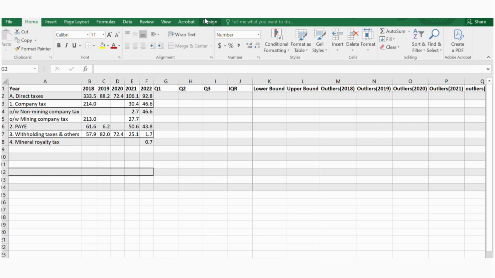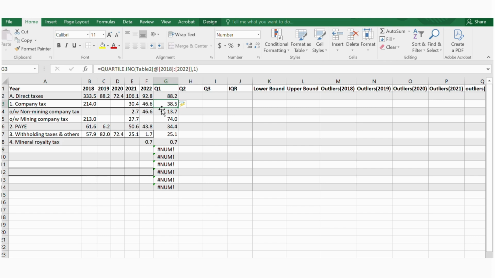So we're going to be looking at how to identify outliers using Excel. To identify our outliers, I have this data set with me to do with taxes. We've got our direct tax, company tax, mining company tax, PAYE, withholding taxes and others, and mineral royalty tax. And we have all these taxes for the years from 2018 to 2022.